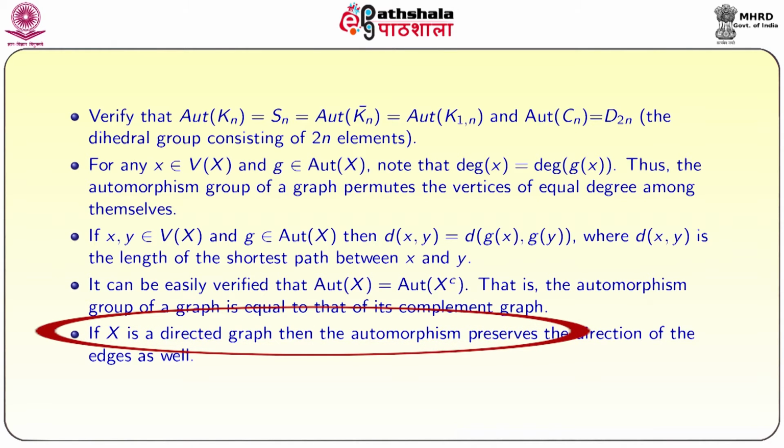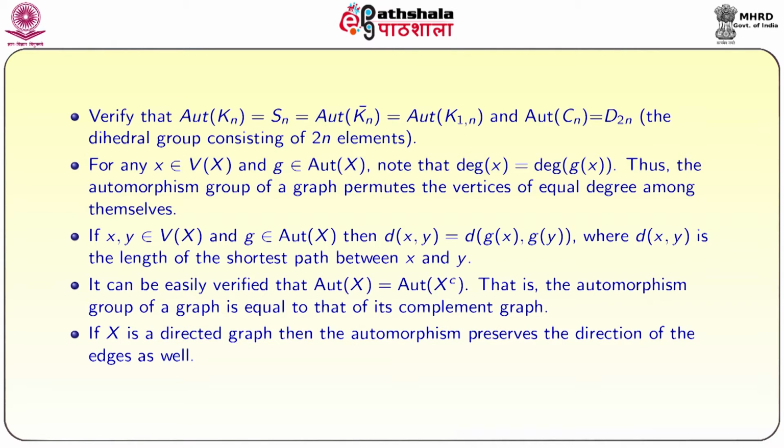If X is a directed graph, then the automorphism preserves the direction of edges as well. Just preserving it like an undirected graph is not sufficient. If a graph is a directed graph, then the automorphism has to preserve direction also, that is also important. Because in directed graphs it is possible to get more asymmetric graphs.